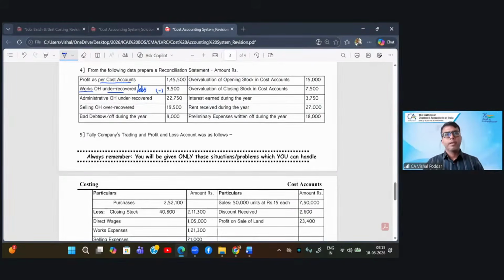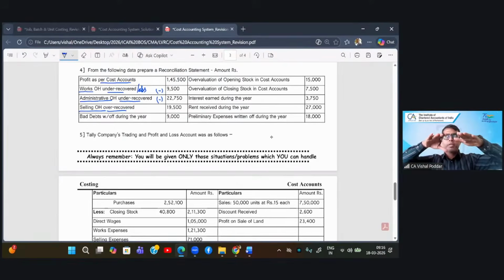Understand this. Then comes the next expense, administrative overhead, selling overheads. This is again under absorbed. Again, same. Expenses are under absorbed, where they are absorbed in costing. So it is less in costing, more in financial. If expense is more, financial profit is less. Our starting point in this sum is cost accounts, so we have to again come down. So same answer.